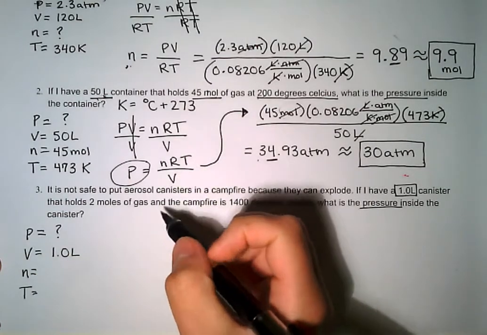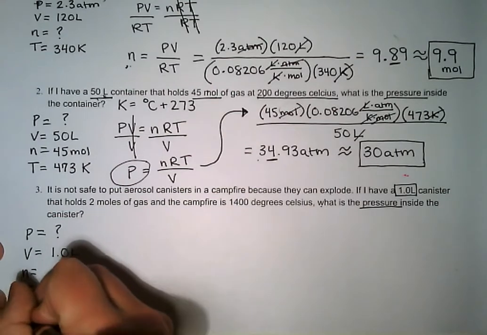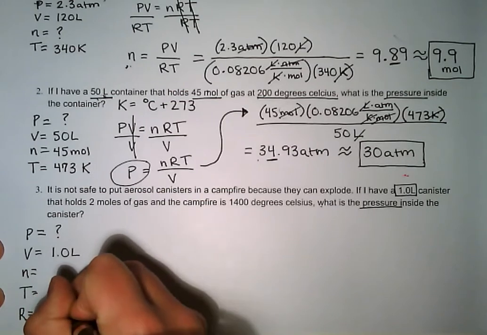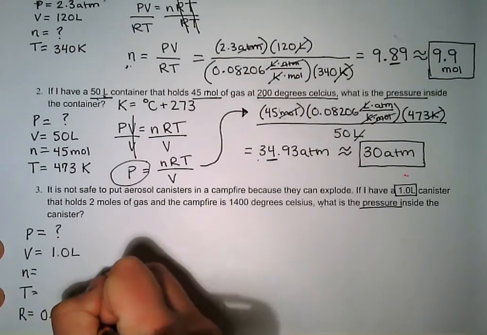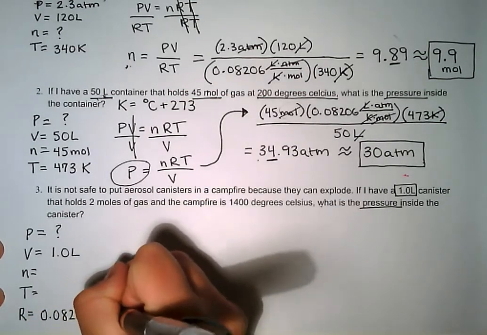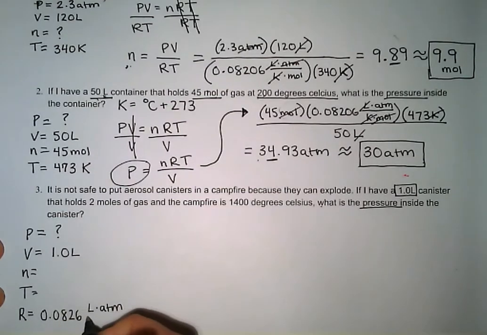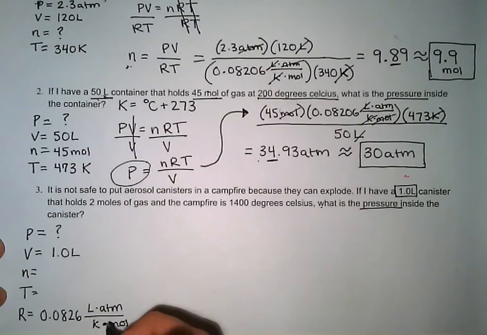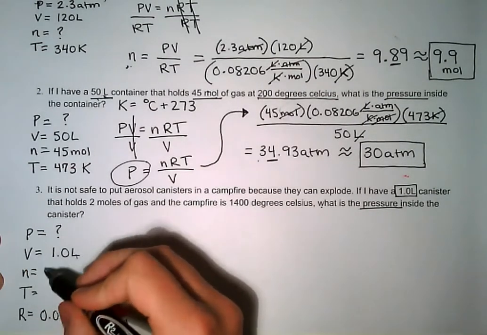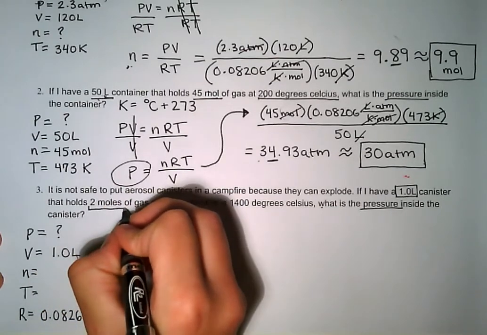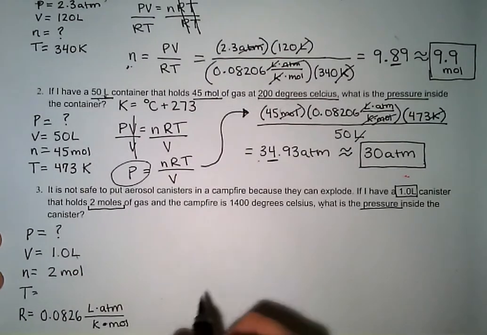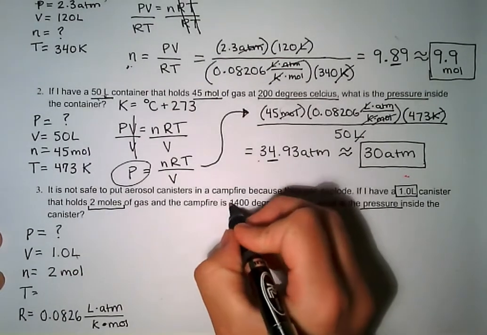And that is in the correct units for our value of R, which I'll go ahead and write out because you can't see it at the top anymore. So it's 0.0826 liters times ATM over Kelvin times moles. So liters is the correct unit. Now for n, it says we have 2 moles of the gas, so 2 moles. And then we have 1400 degrees Celsius.